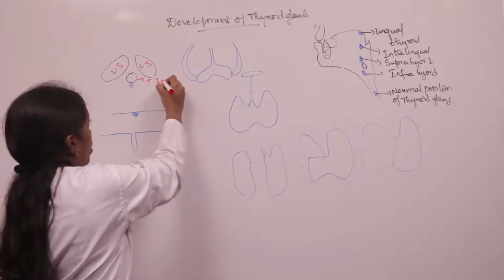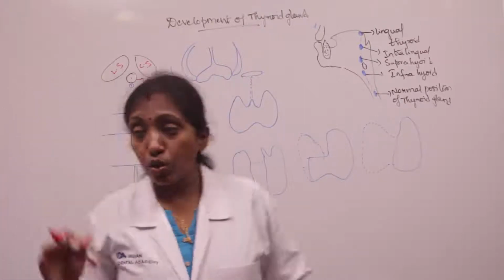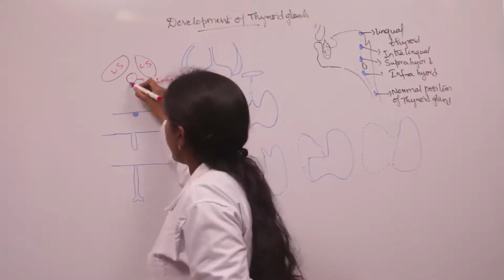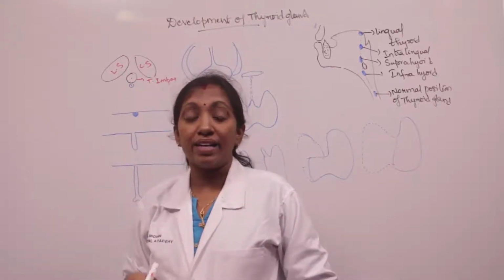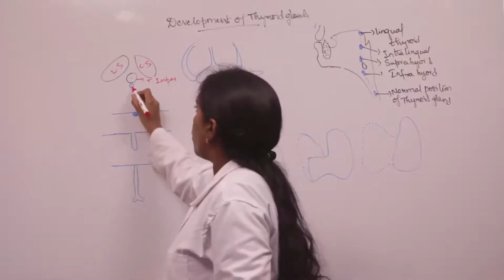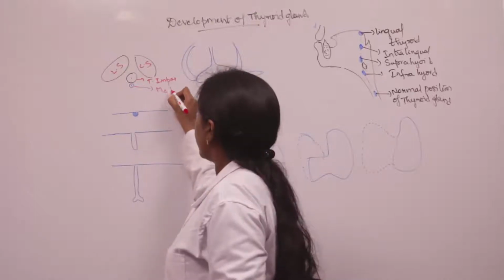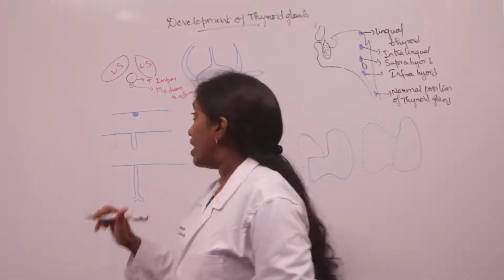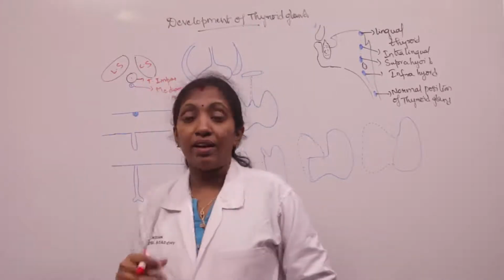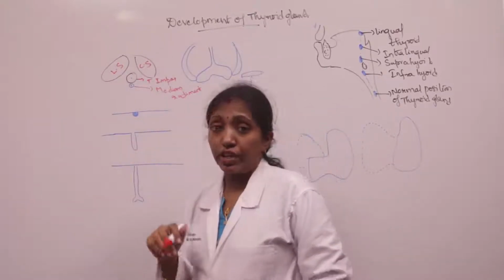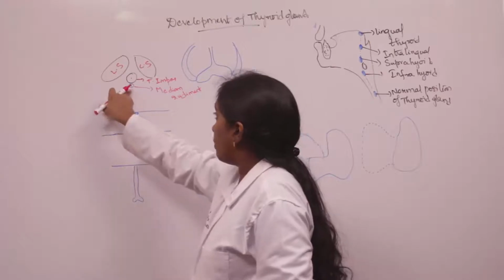Dorsal to the tuberculum impar, the endodermal cells proliferate to form an elevation. That one we call the median rudiment.